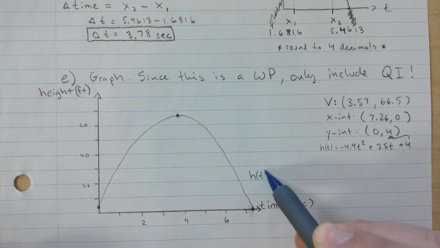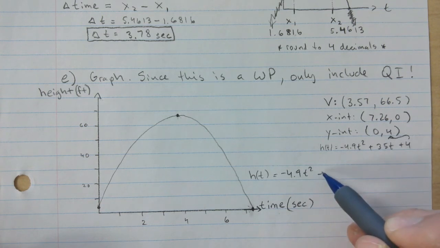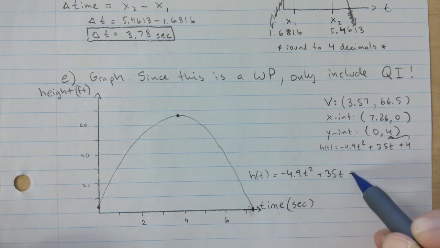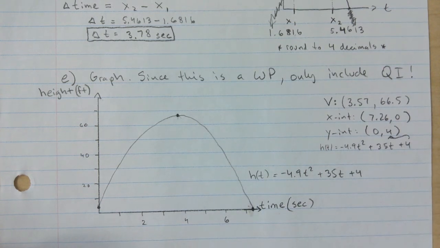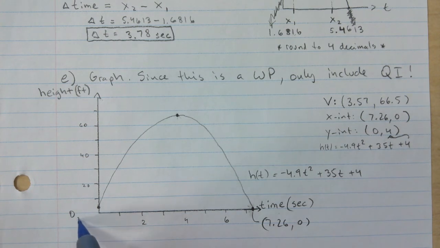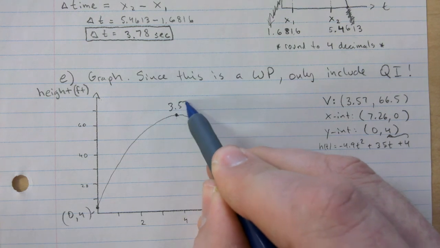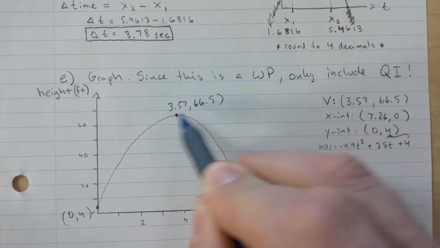Okay. I'm just going to make sure I have my equation. That is important. But it's right there, Mr. Dirksen. Why? Because it needs to be clear that you're adding it to your graph. That would be where you get full marks, if these points are where they're supposed to be, right? And I'm going to label them. Okay. And 3.57, 66.5.